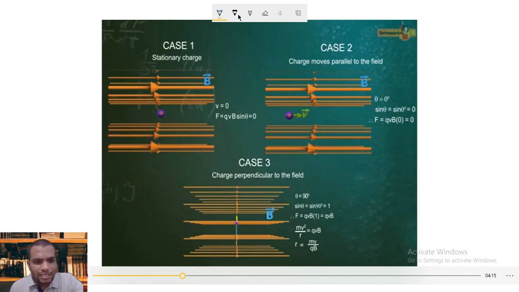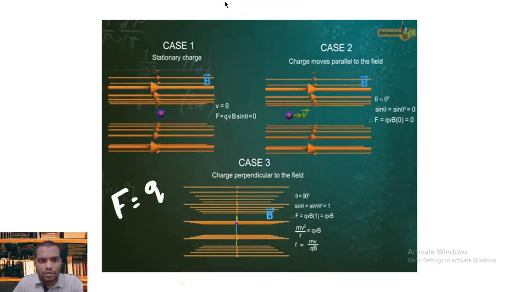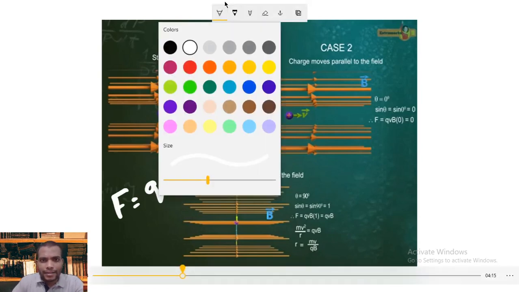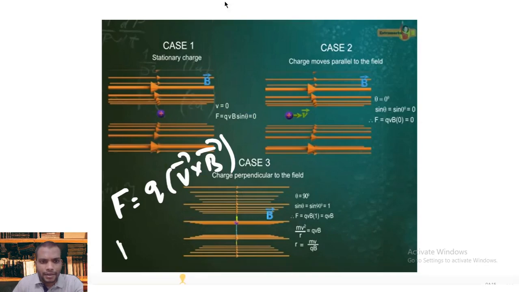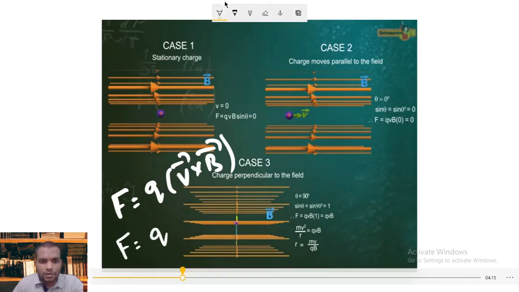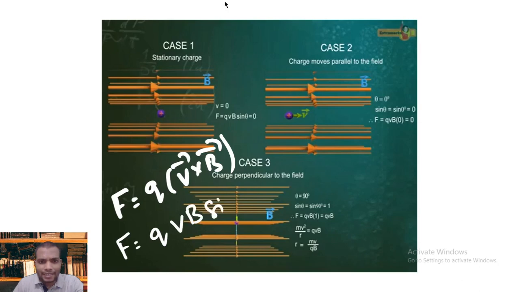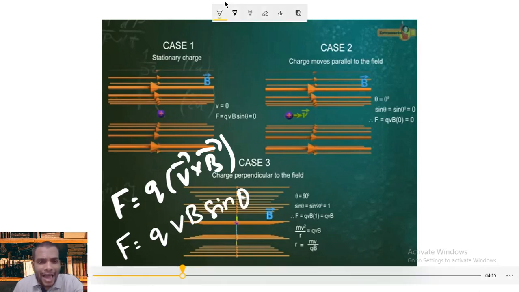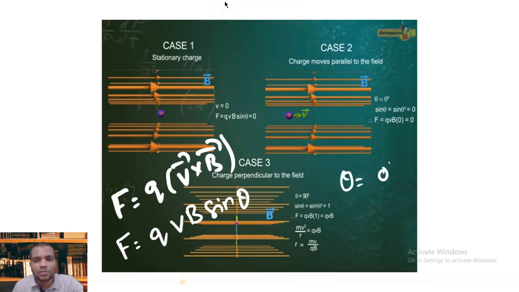Here I would like to discuss some particular cases. Since the formula is F equal to Q times V bar cross B bar, vectorially we can write F equal to Q V B sine theta. Here theta is the angle between velocity and magnetic field. So what happens for different angles? What happens if theta equal to 0 degrees, theta equal to 90 degrees, or theta at any angle?